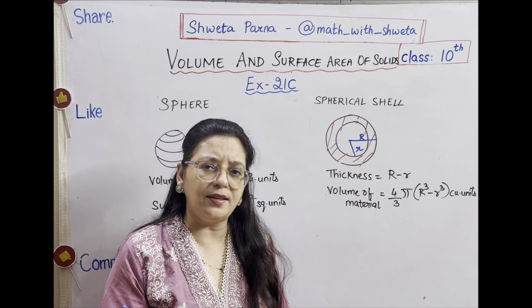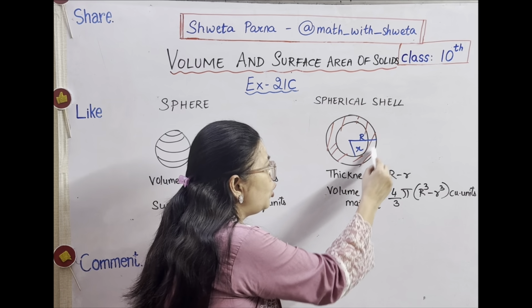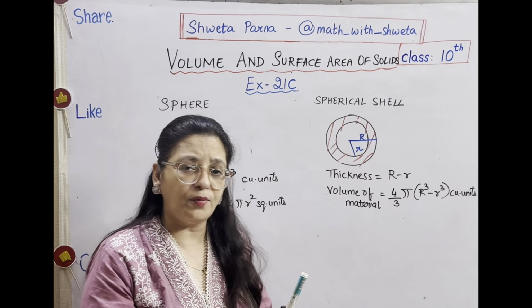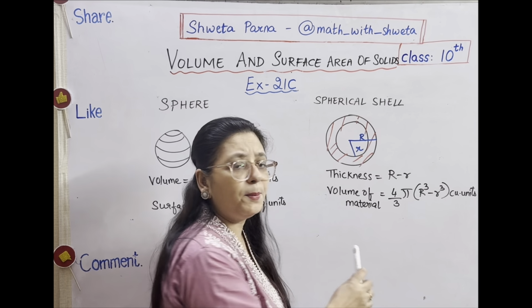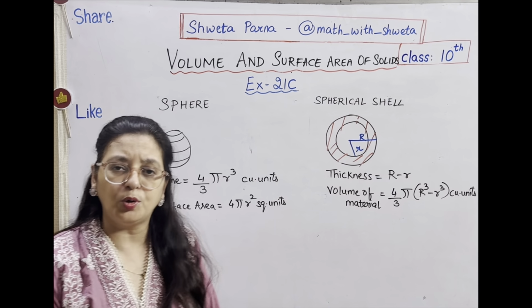The way we have done in the cylinder, the same rule applies here also. Then what is the volume of the material? It is the volume of the outer sphere minus the volume of the inner sphere. So 4 by 3 pi, that we will take as common, and R cube minus r cube cubic units.